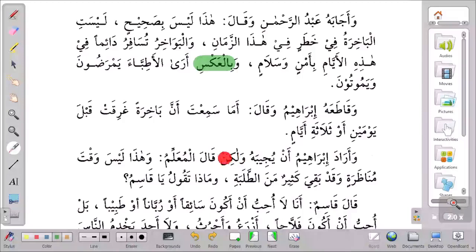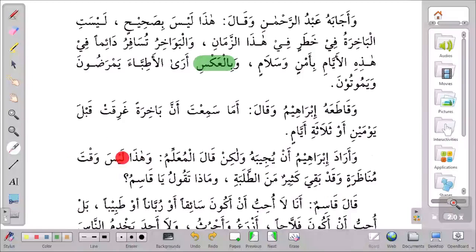So the teacher is walakin qala al-muallim, but the teacher told him, qala al-muallim, the teacher said, وهذا ليس وقت مناظرة. مناظرة is a quarrel. When you are trying to quarrel, that's what we call مناظرة. وهذا ليس وقت مناظرة. This is not a time for quarrel. That's what he's saying. This is not a quarrel time.